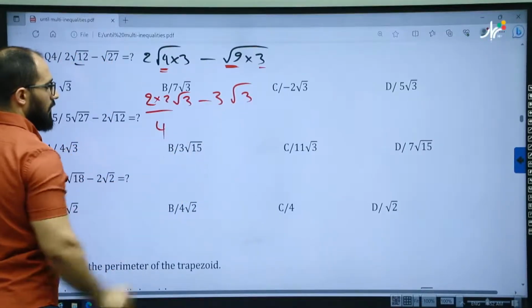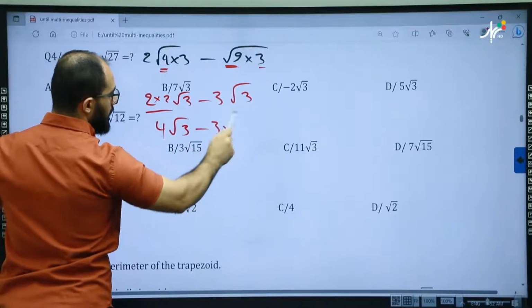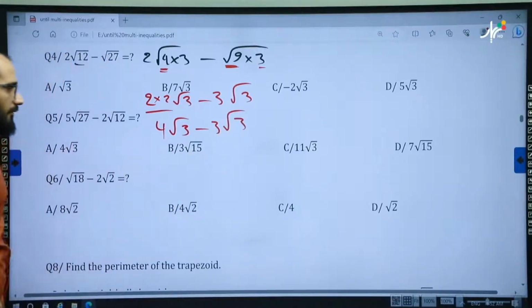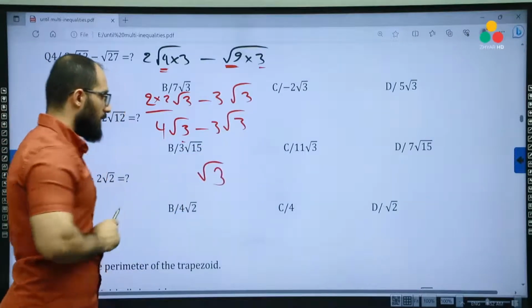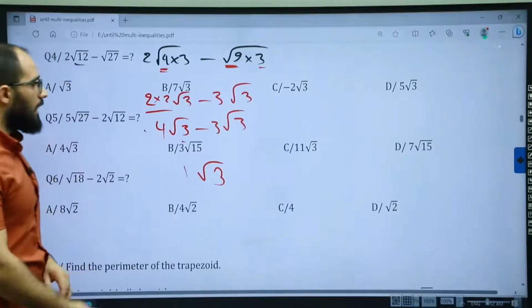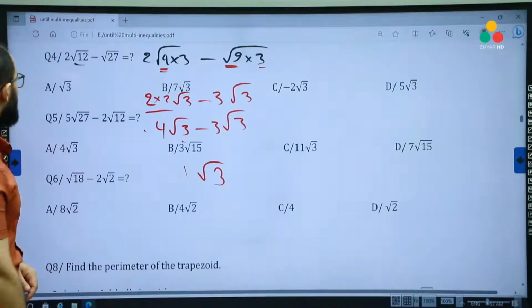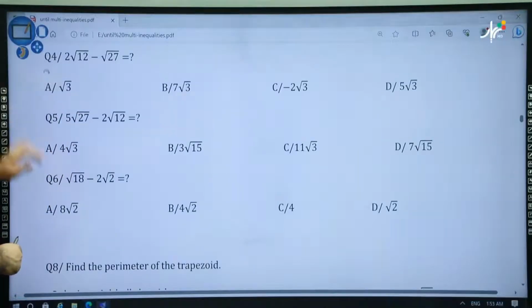2 times 2 is 4 square root of 3 minus 3 square root of 3. So the radicands are the same. Write down the square root of 3. 4 minus 3 is equal to 1. So the answer is square root of 3. So it is A is the correct answer.